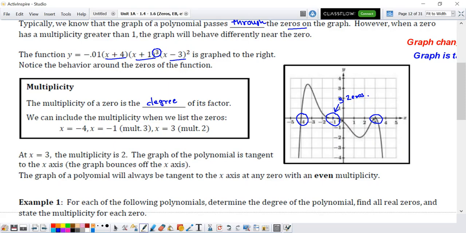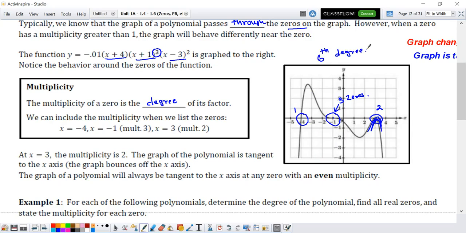x minus 3 to the second power. So you can see that the graph looks like a parabola. So this is a combination of a parabola, a cubic function, and a linear factor. So what's the degree of this graph? We can say that there are 3 zeros here, 2 zeros here, and 1. So this is a 6th degree polynomial.